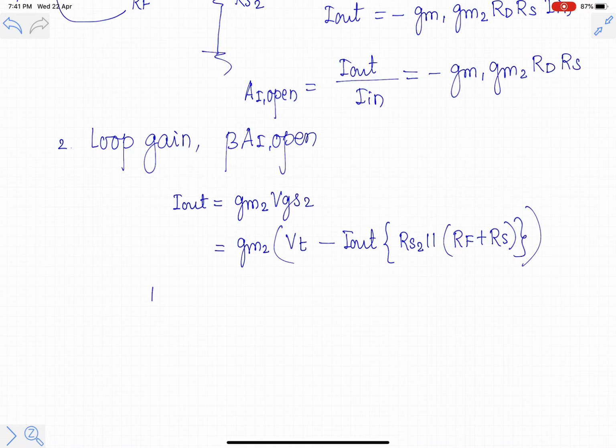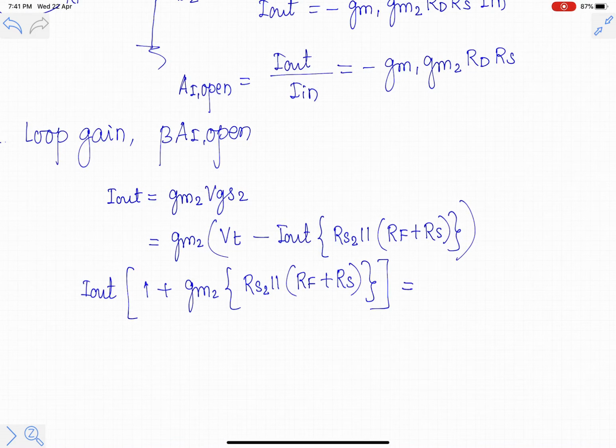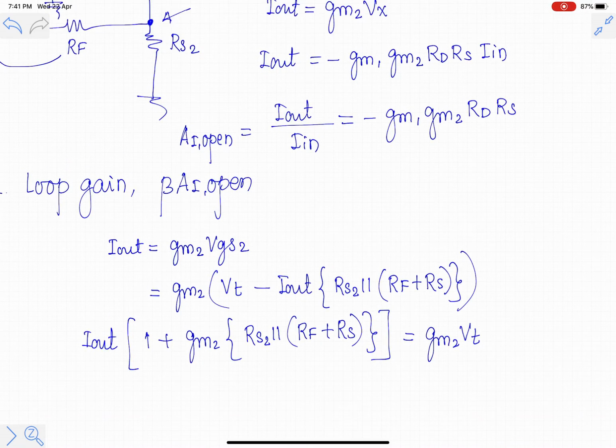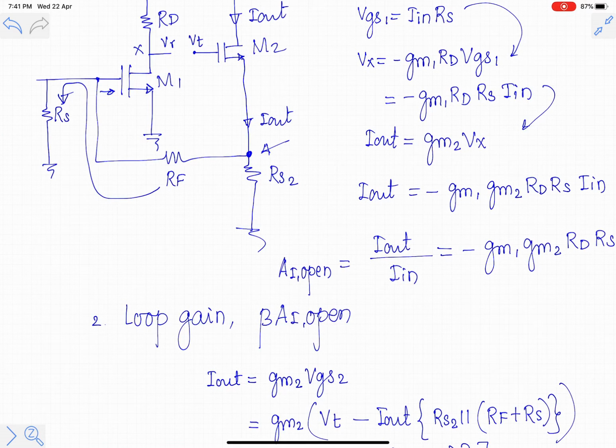So from this we can see that I out, if it is taken on one side, we will get 1 plus GM2 into RS2 parallel RF plus RS, is equal to GM2 into Vt. Okay, so this is the voltage at this point. So if we know the voltage at this point, we can calculate VR.